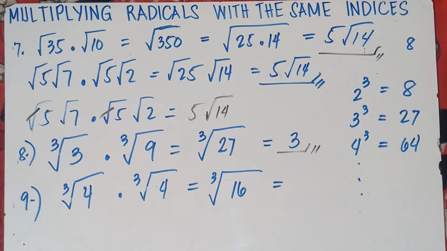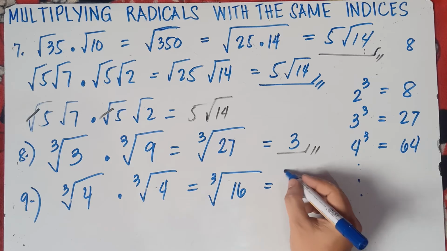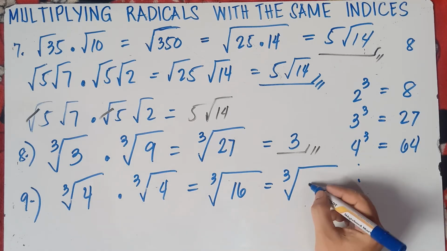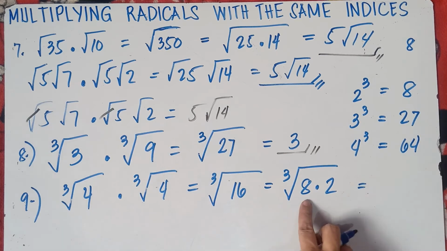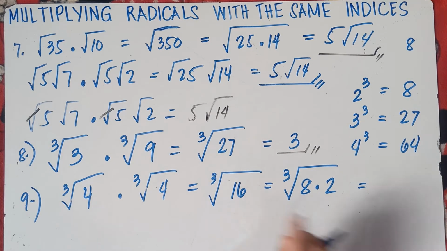So for 16, class, we can simplify this one. One number is a perfect cube, the other is not, that when you multiply, you will get 16. So we can simplify this one as the cube root of 8 times 2, right? Why is that, sir? Because 8 times 2, that is 16. 8 is a perfect cube, 2 is not.